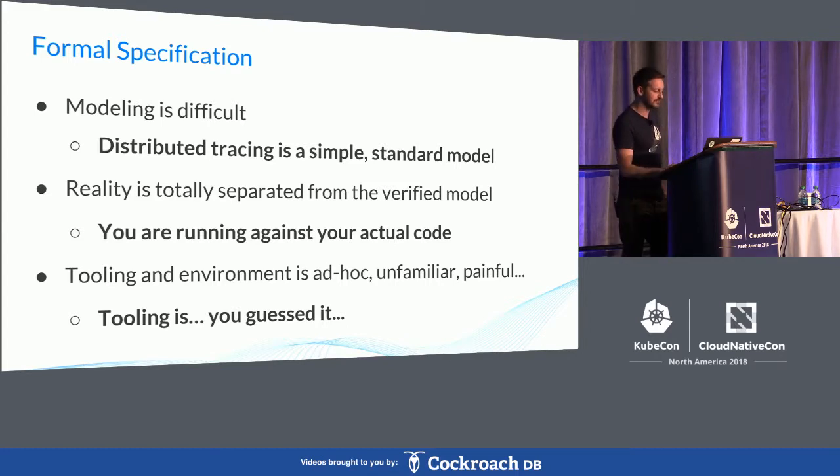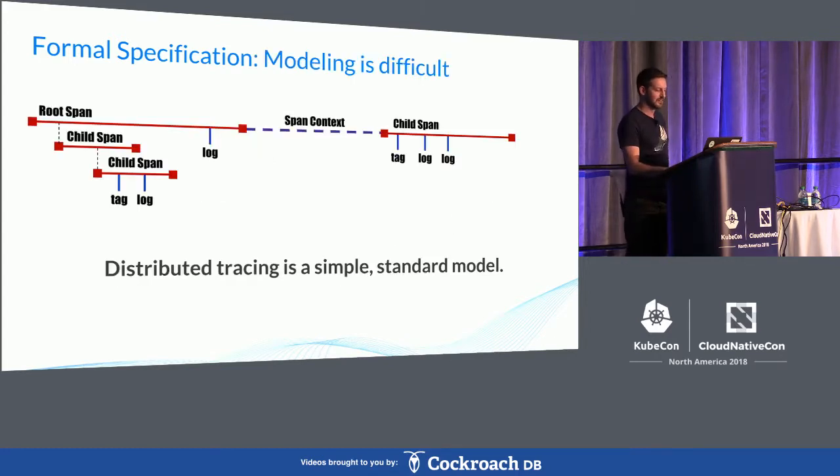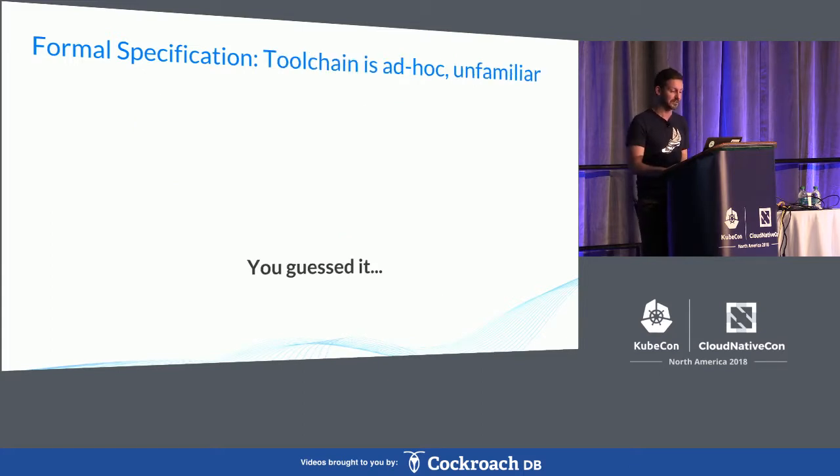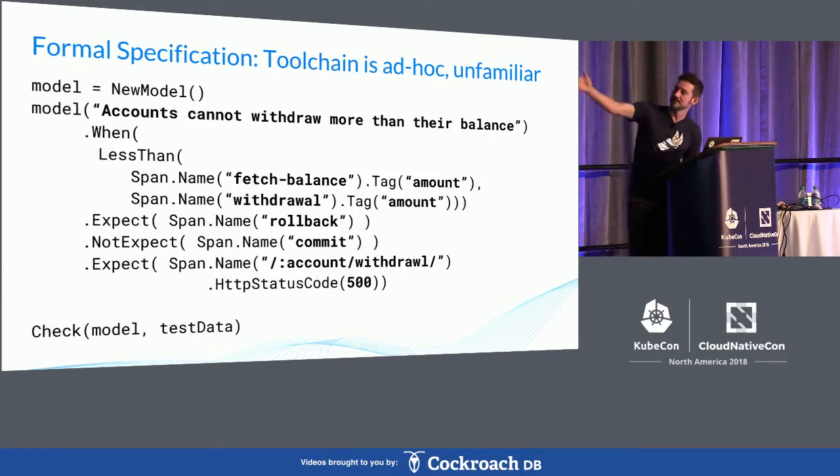And the tooling, the environment, all of that stuff, it's the same thing you were doing before. So let's have a look at this. I actually did this as two sets of slides, my bad. So here's the visual version of what I just said. You've got this simple standard model. Reality is extremely similar to that model. You've verified that because you've extracted your model from your reality. And the tool chain is the same thing you were already doing.